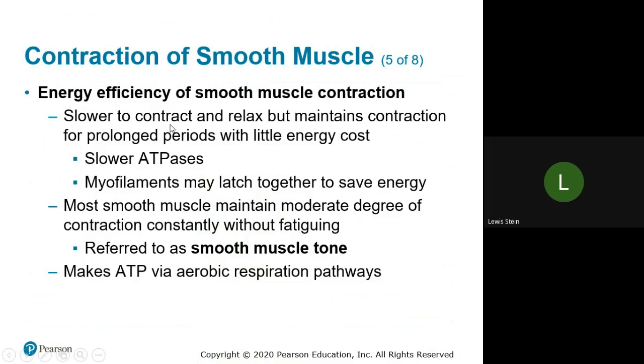Slower to contract and relax, maintains it for long periods of time, little energy cost. So they're more about having increased degree of duration. It's a different kind of contraction. The ATPases are slower acting. Myofilaments can hold each other together to save energy. So there's a moderate degree of contraction constantly. So they have their own smooth muscle tone. That's there. So, I mean, they're different systems, but they're both integral systems that we look at.